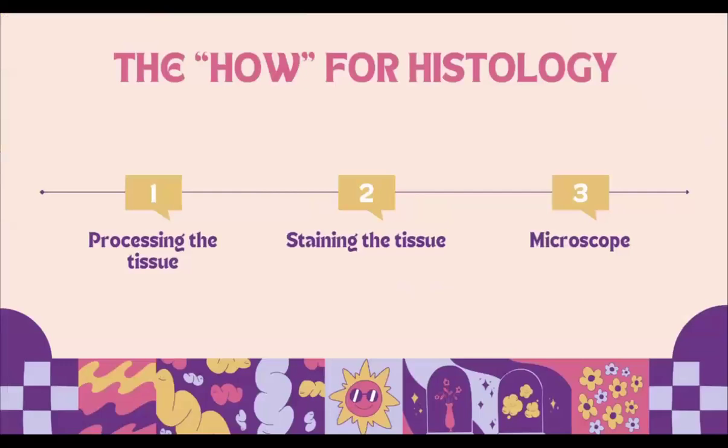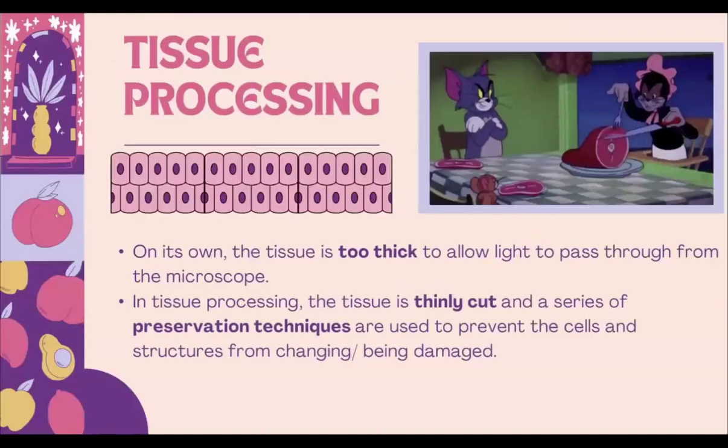So the way histology works is like, how do we get into it? How do we get the slides that we have? We have three main steps. So first you have to process the tissue. What that means is essentially you have to cut the tissue into very, very thin slices. You can't take a whole liver and just put it under the microscope and hope things will work. That's not how it works. You have to cut it very, very thinly, and then you have to do certain preservation techniques.